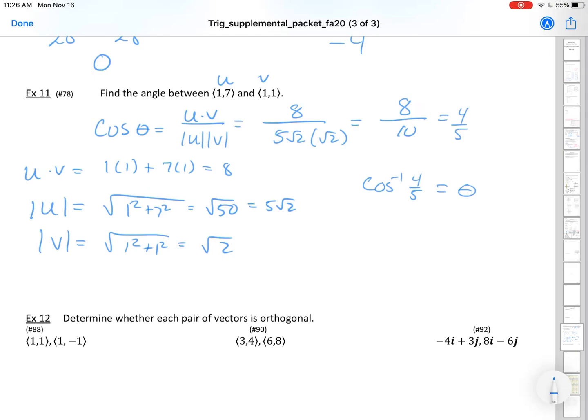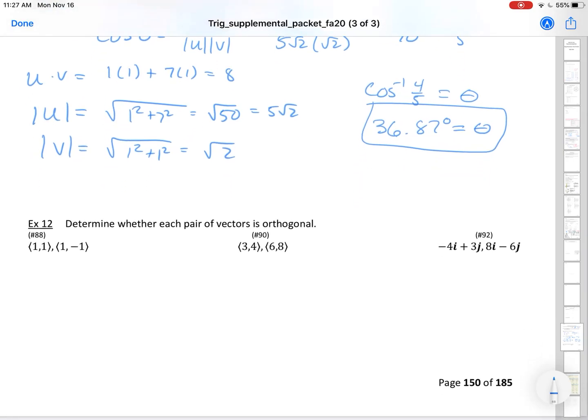What's cosine inverse of 0.8 or 4/5? We get a nice 36.869 degrees. So maybe we'd say 36.87 degrees is equal to theta. You put 36.9, no problem. 37, probably still give you full credit because I can see your work. That's the angle between the two vectors. They're often not super nice.